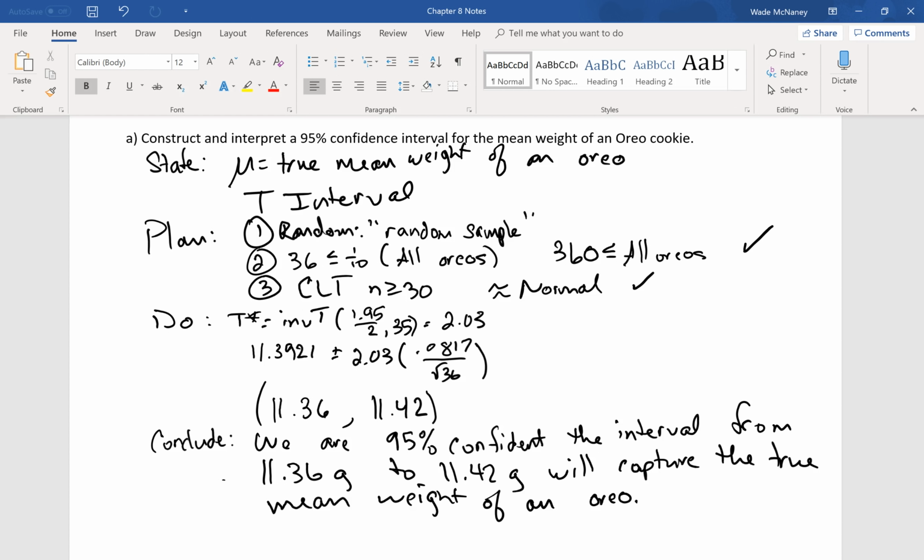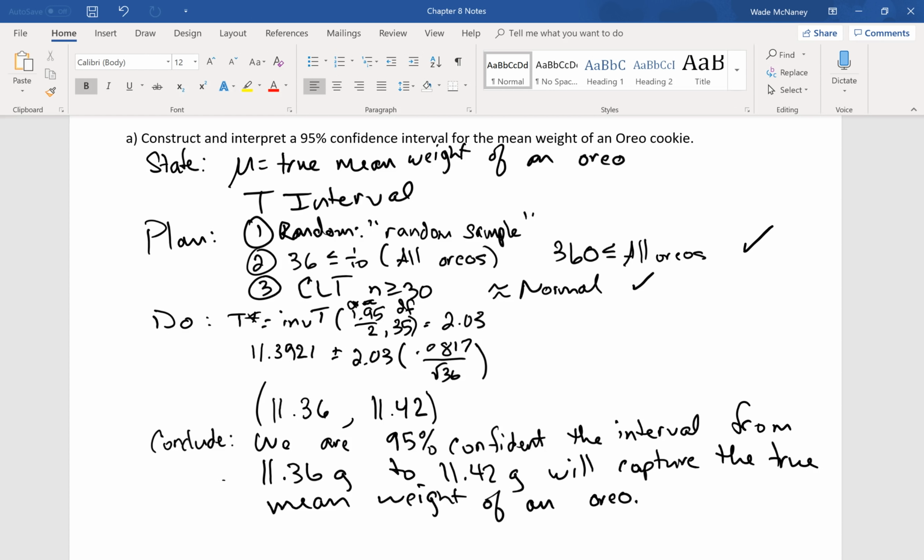State, we're estimating the true mean weight of an Oreo, so we're going to be doing a t interval to estimate that weight. Checking the conditions, it is a random sample. The central limit theorem covers us for normality. And there are more than 360 Oreos, so the 10% condition has been satisfied. Because it's a t interval, we have to do our inverse t. Forgot to put this on here, so this is my area, and this is my degrees of freedom. So we end up with a t star critical value of 2.03.